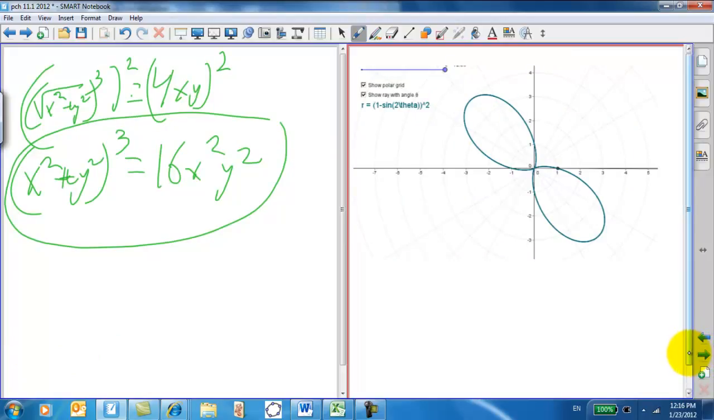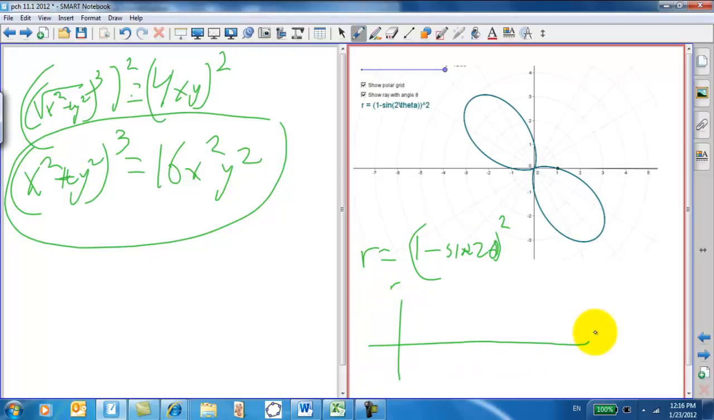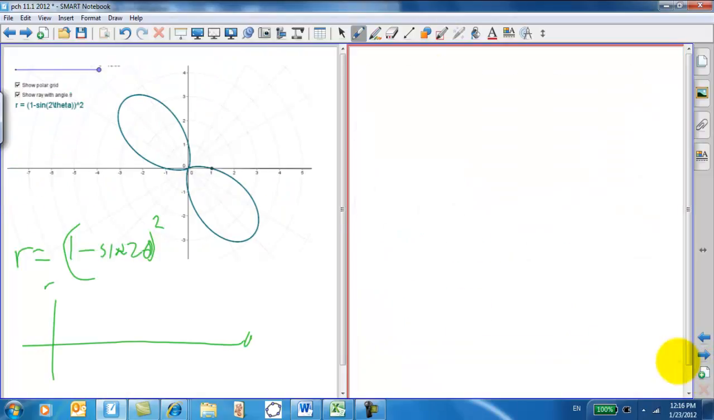Here's an example, though, I found from a website where I looked at several ones. And here's 1 minus sine 2 theta quantity squared. R equals 1 minus sine 2 theta, that whole quantity squared. And you get some interesting effects on this. And if you look at your r graph as a function of theta, remember you're going to get sine 2 theta. This is going to take a whole other little analysis here.